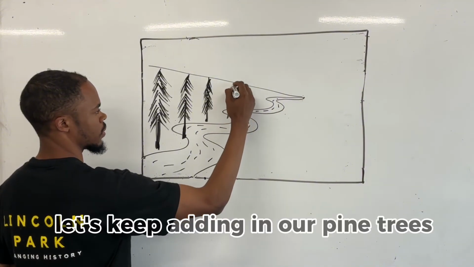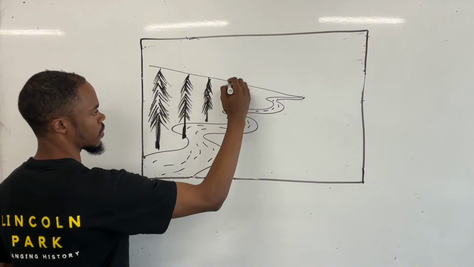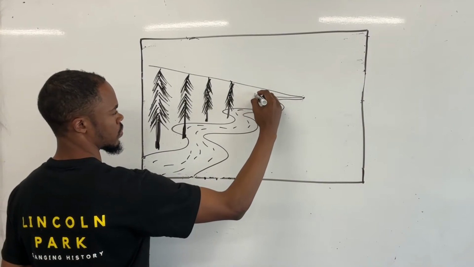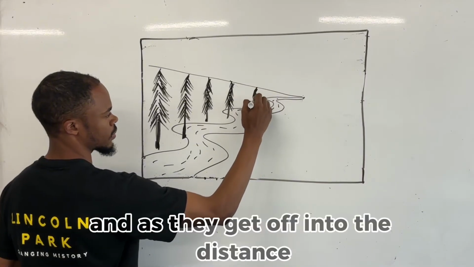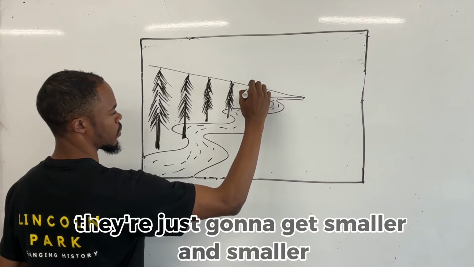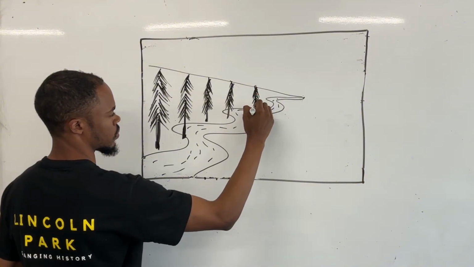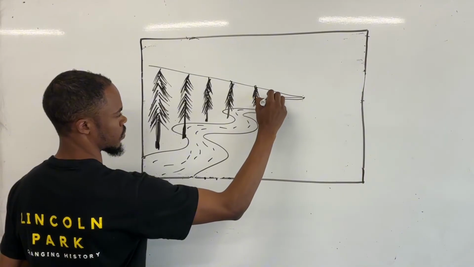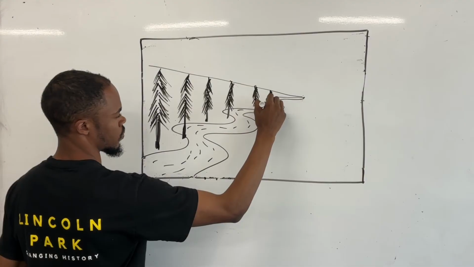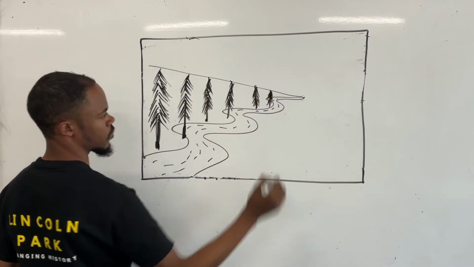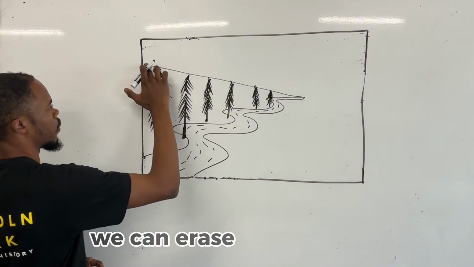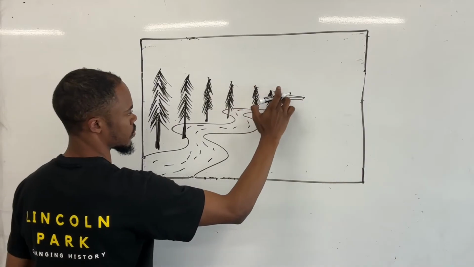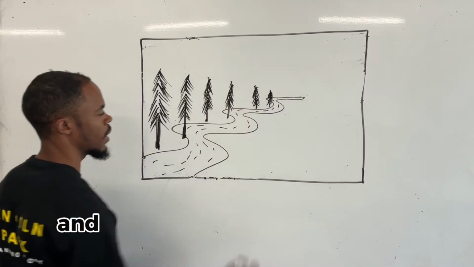Let's keep adding in our pine trees until we've filled up this area. And as they get off into the distance, they're just going to get smaller and smaller. Great. Now that we've got our trees in there, we can erase that guideline. And let's put a fence up.